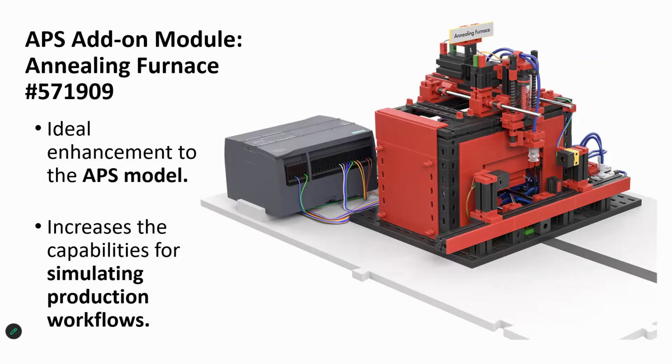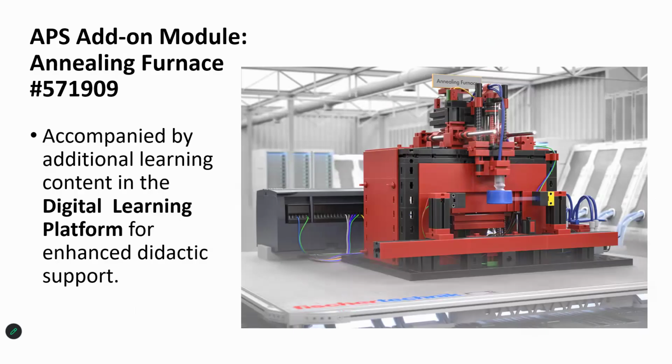Now, in addition to the APS factory itself, there are now two add-on modules which can also be incorporated if one wishes to expand the functionality of the model. The additional annealing furnace, shown here, unlocks more learning content in the digital learning platform. Both theory modules and additional tasks in the Agile Manufacturing Learning module are made available. And these cover topics such as introducing new derivatives into production and expanding existing production configurations with an additional process.